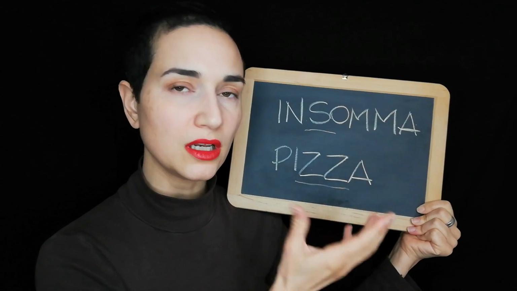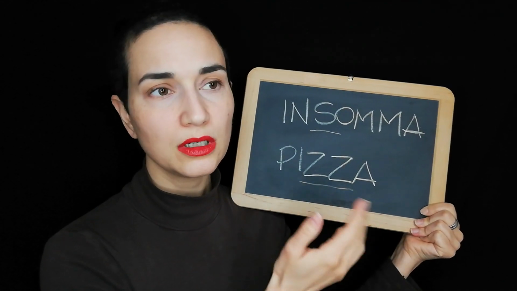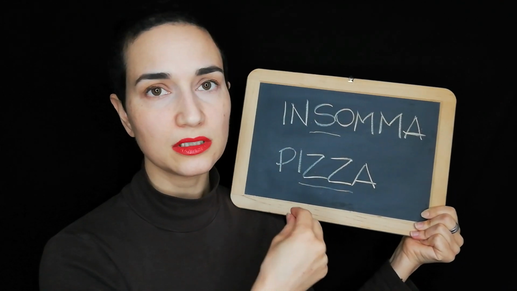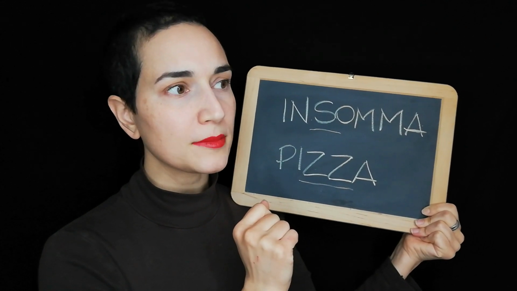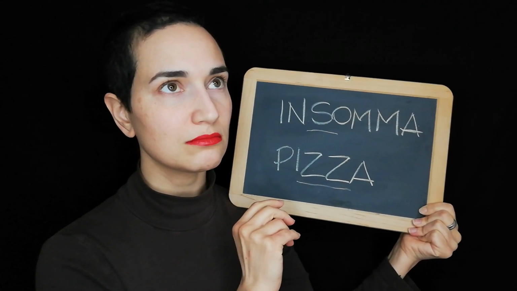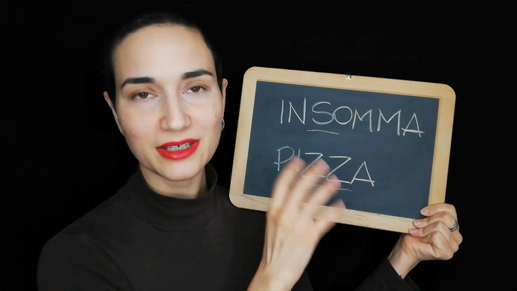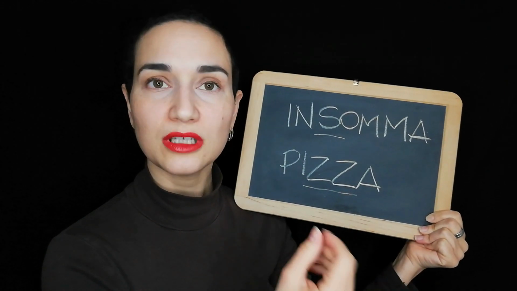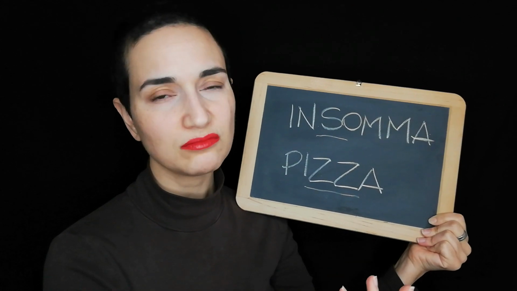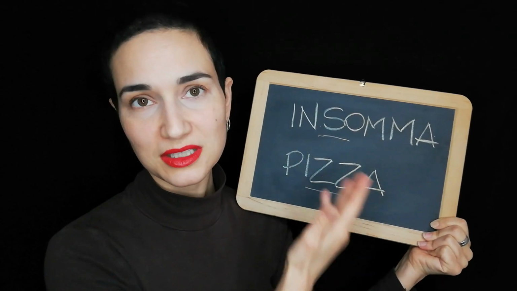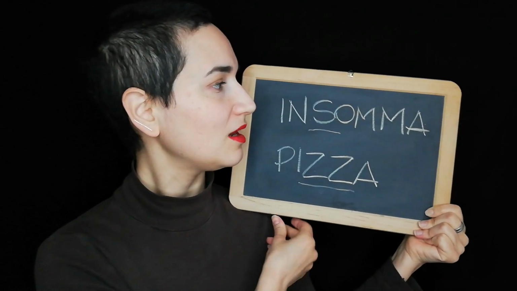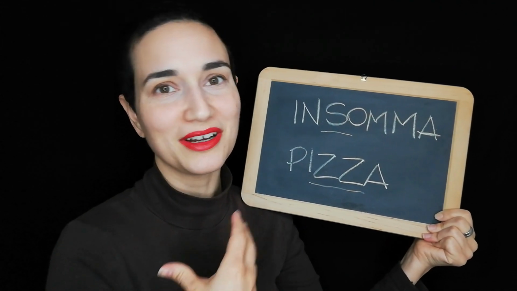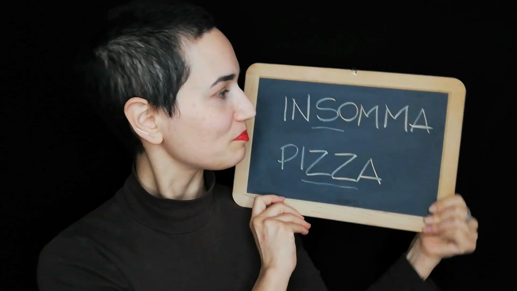Insomma, devo dire che il libro mi è piaciuto. All in all, I must say that I enjoyed the book, or you can use it as not very much, as I might ask you, did you enjoy the book? Ti è piaciuto il libro? And you might say, so-so, and this is insomma, okay? Or it is an exclamation, insomma, when you are losing your patience, okay?